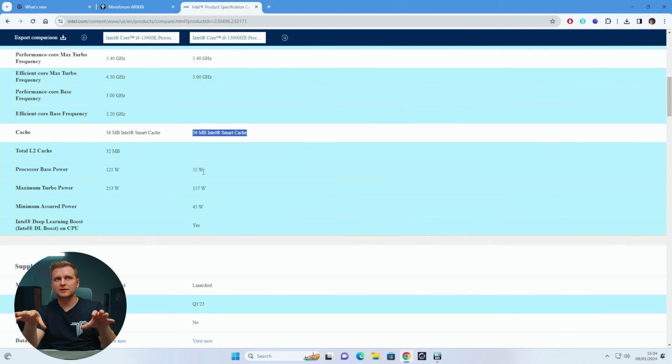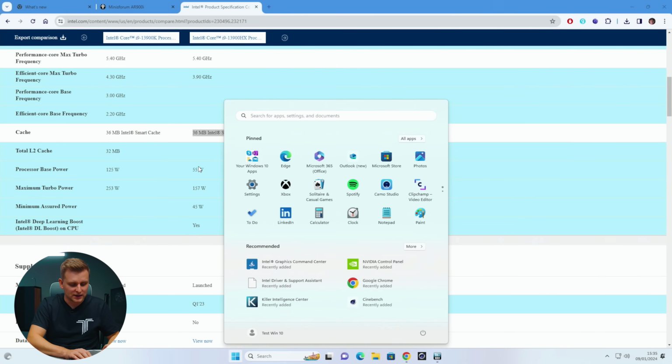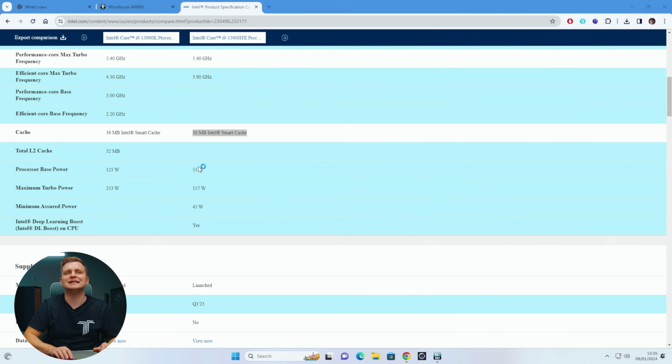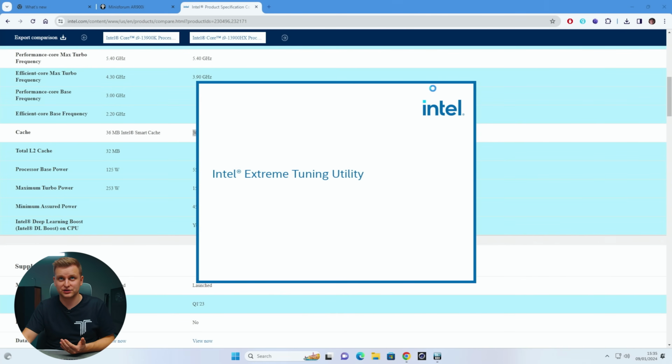The base power for the CPU is 55 watts for this mobile one, but 125 watts for the desktop one. But there's some interesting things going on, because we can actually use Intel XTU to see how much power is there on the 3900HX, which usually on a laptop, you don't have so much cooling to play with, whatever there is on a laptop.